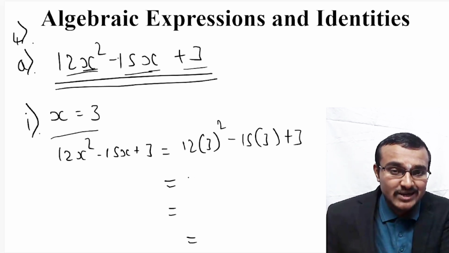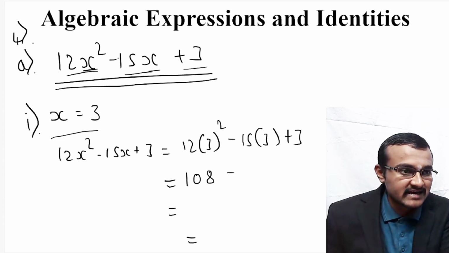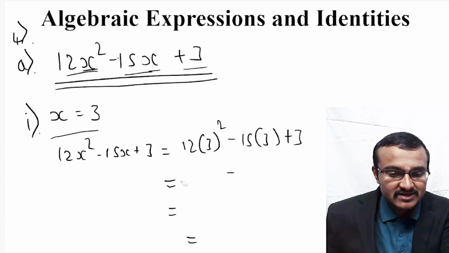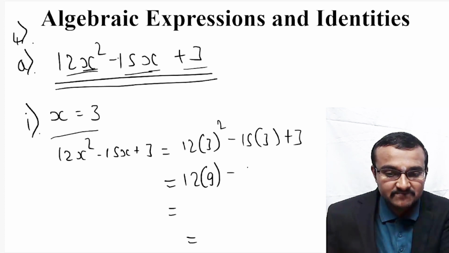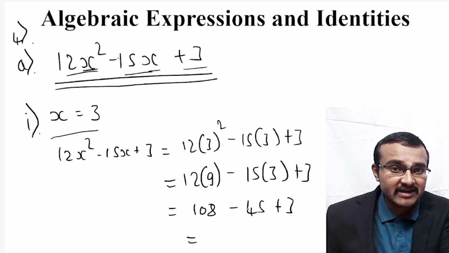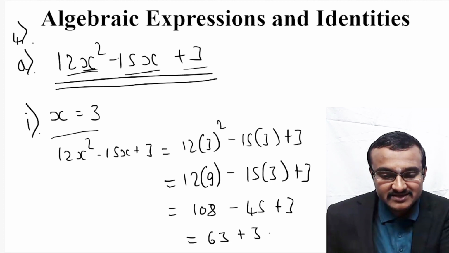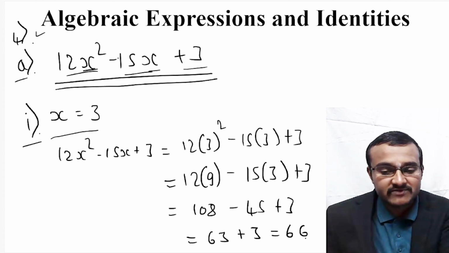3 square is 9. So 12 into 9 will be 108 minus. Here instead of directly writing 108, you can actually write 12 into 9 first, and in next step you can actually write 108. So 3 square is 9. So minus 15 into 3 plus 3. So 12 into 9 is 108 minus 15 into 3 will be 45 plus 3. So 108 minus 45 will be 63. 63 plus 3 will be 66. So the answer for first question in the A question for fourth question will be 66.